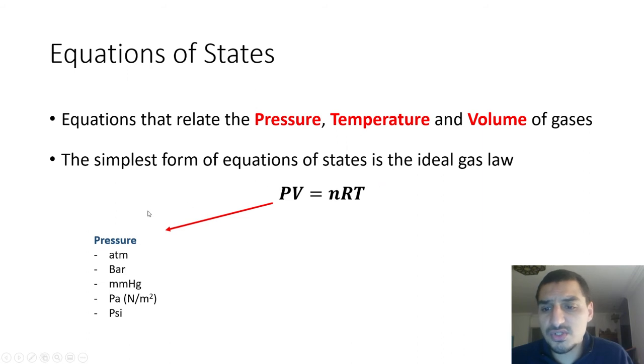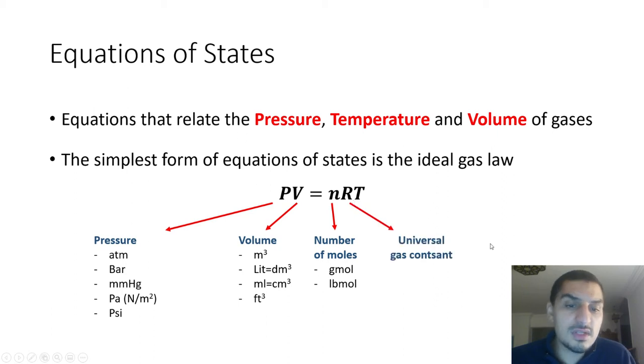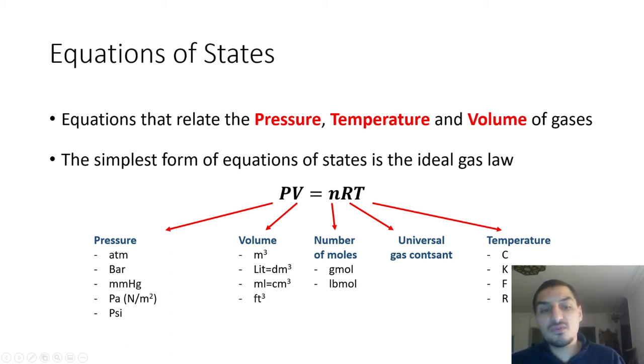P is the pressure. It can be in units of atmosphere, in bar, in millimeter mercury, in Pascal, in PSI. The V is the volume. It can be in meter cubed, in liter, in milliliter, in foot cube. N is the number of moles, could be in gram mole or in pound mole. R is the universal gas constant, and T is the temperature, can be in units of Celsius, Kelvin, Fahrenheit, and Rankine. Before we move to the next point, there is something that we need to keep in mind, is that we have many units for each one of these parameters.